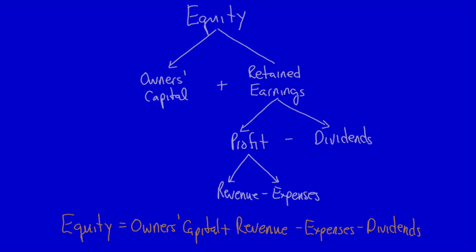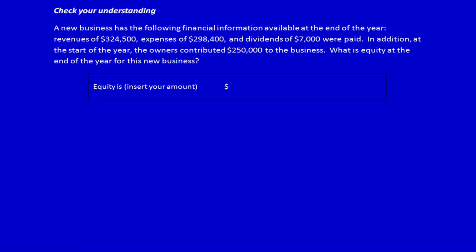Let's check our understanding. A new business has the following financial information available at the end of the year. Revenues of $324,500, expenses of $298,400, and dividends of $7,000 were paid. In addition, at the start of the year, the owners contributed $250,000 to the business. What is the equity at the end of the year for this new business? Equity is, insert your amount.